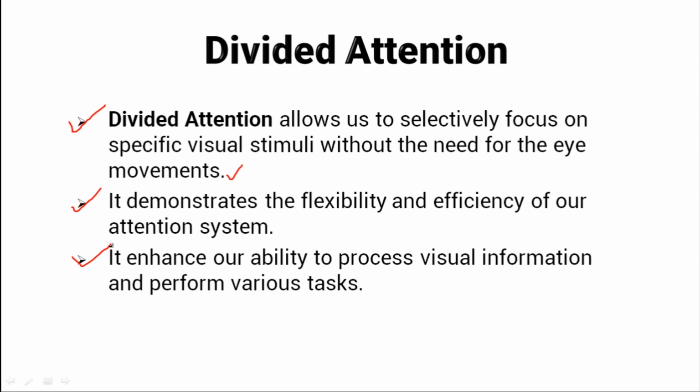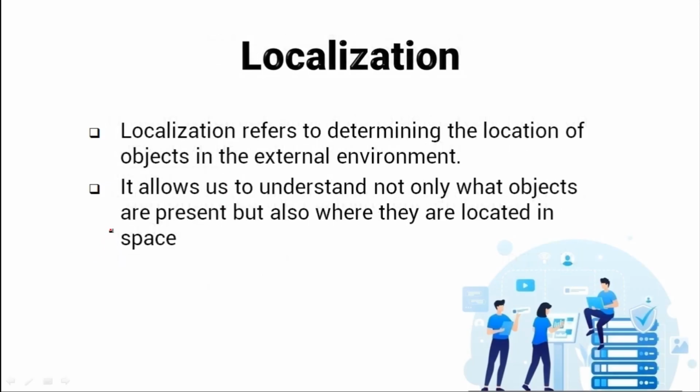Understanding and utilizing divided attention effectively can enhance our ability to process visual information and perform various tasks in our everyday lives. In the process of perception, the second step is localization, which refers to determining the location of objects in the external environment. So why do you need localization? Localization is important because it helps us to solve various problems related to perception. It allows us to understand not only what objects are present, but also where they are located in the space.